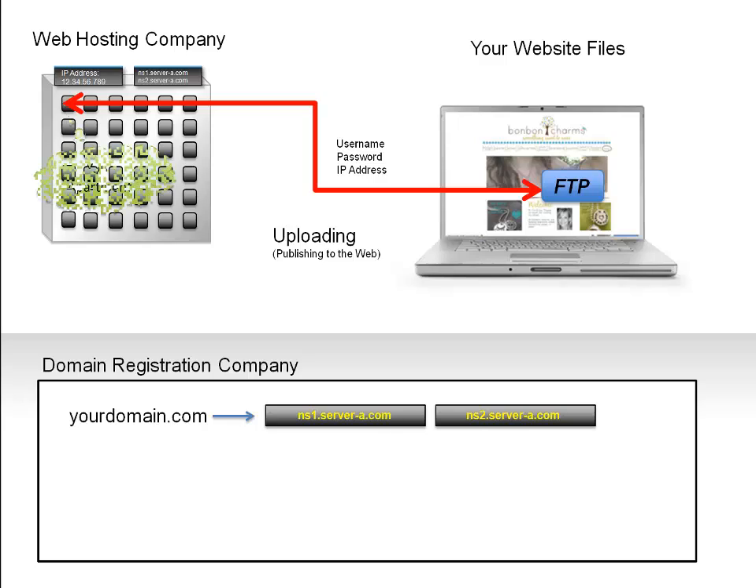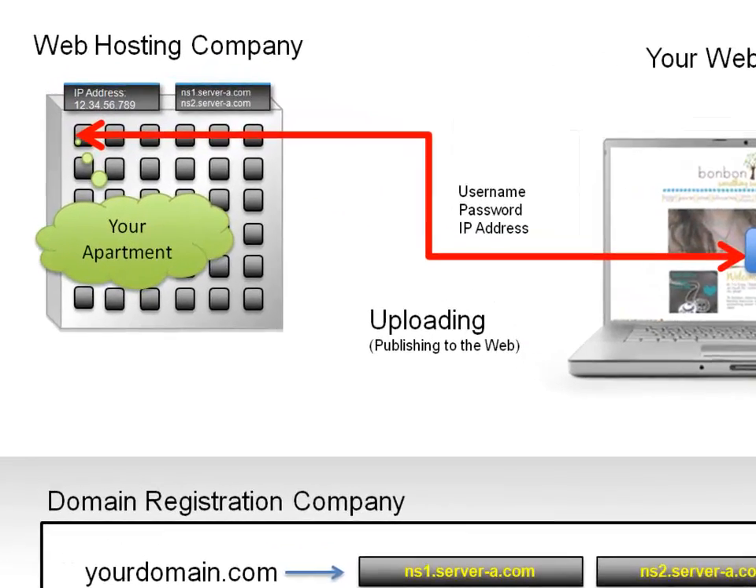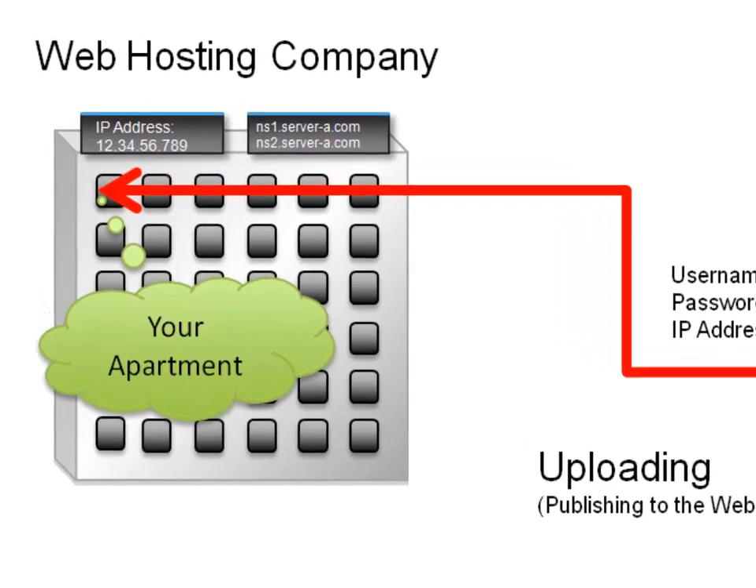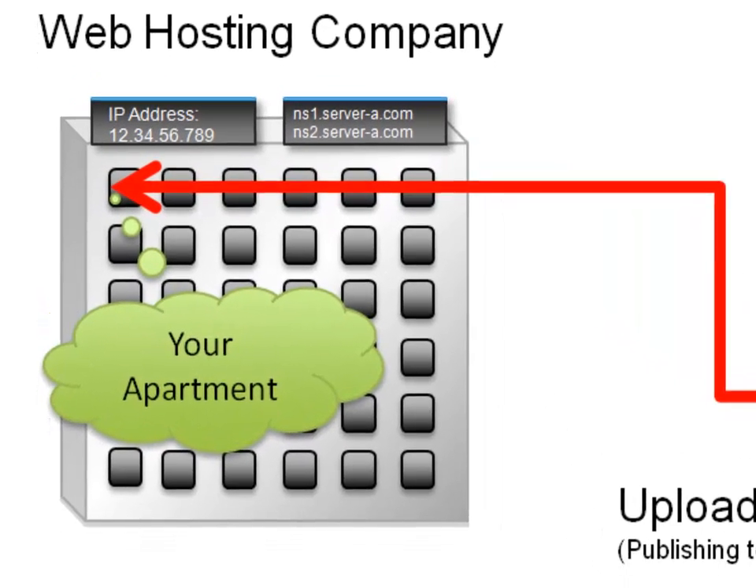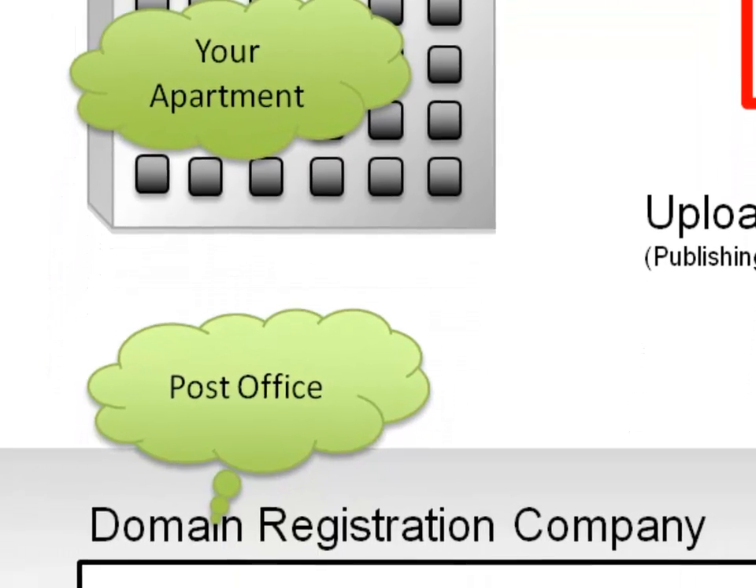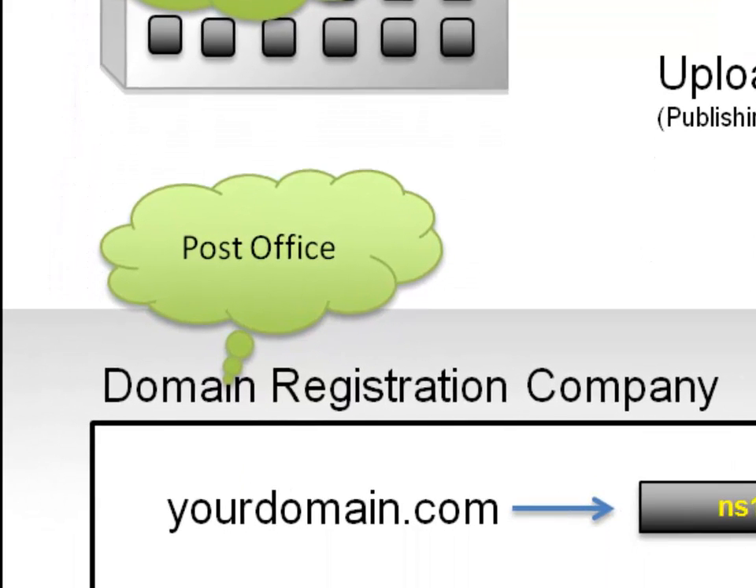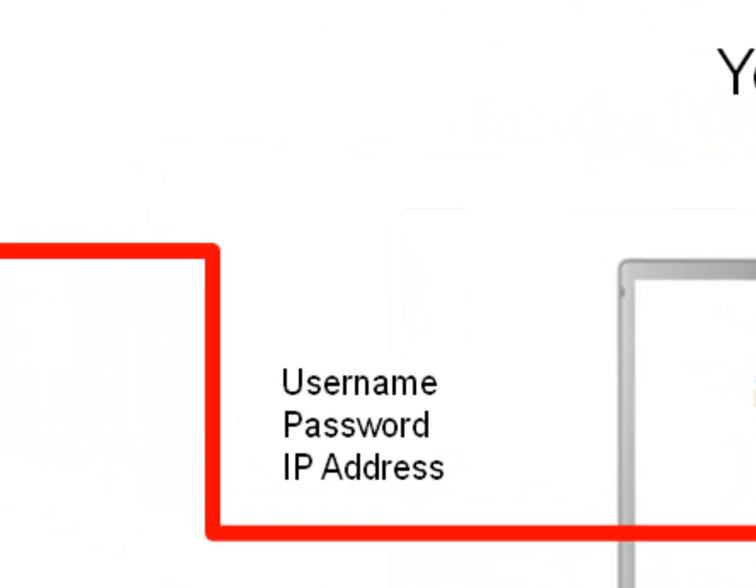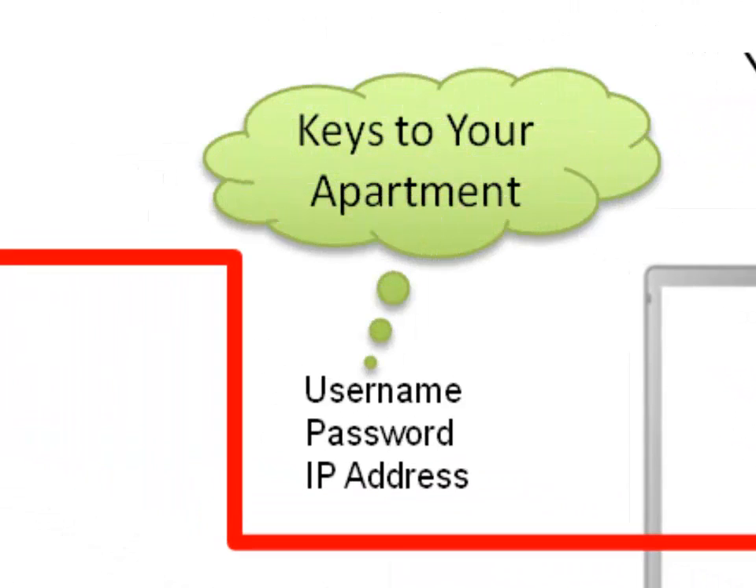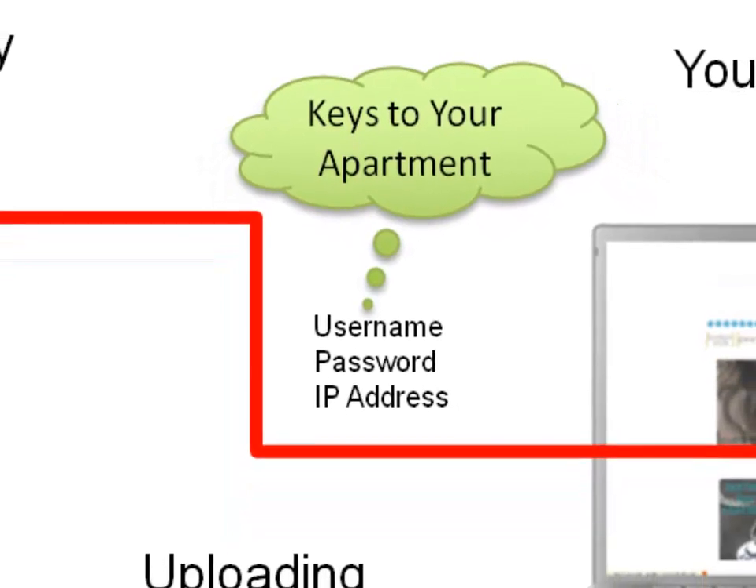So remember, think of the server as your apartment building and that hosting account as your specific apartment. You can think of the domain registration company as kind of the post office that makes sure everything gets forwarded to the right address when people go to your domain. You can think of the FTP program as the movers who are moving your stuff into your apartment. And the way they get in, well, they have the keys, the username, password, and IP address. This is really how it works.